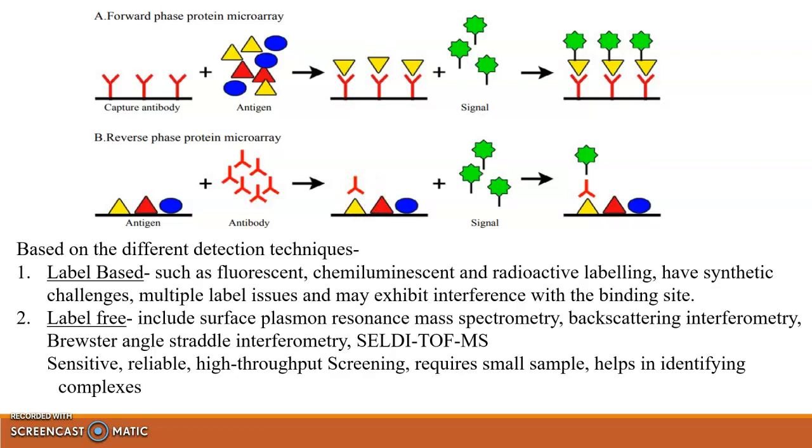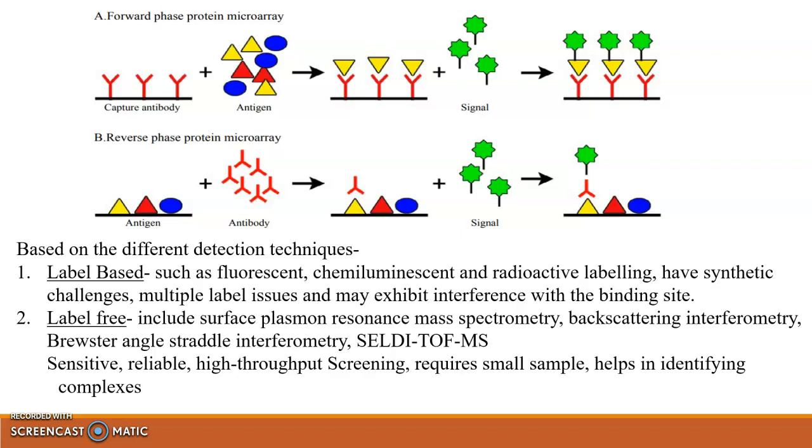Based upon the detection technique, there are two types: label based and label free. The label based technique uses different types of instruments for determining the interaction, such as mass spectrometry, electrochemistry, along with fluorescent and chemiluminescent compounds. The label based approach uses fluorescent, chemiluminescent, or radioactive labeling, which have synthetic challenges and multiple label issues, and may interfere with the binding site. Whereas label free includes surface plasmon resonance, mass spectrometry, backscattering interferometry, Brewster's angle straddle interferometry, and SELDI-TOF, time of flight mass spectrometry.